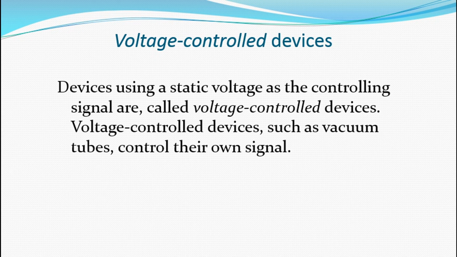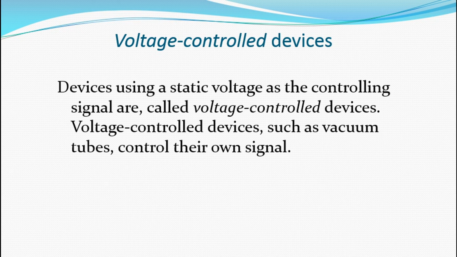Voltage control devices. Devices using static voltage as a controlling signal are called voltage control devices. And what are the examples? Voltage control devices such as the vacuum tube control their own signal. That is one of the examples of a voltage control device, called a vacuum tube. Vacuum tube is one of the voltage control devices in active components.